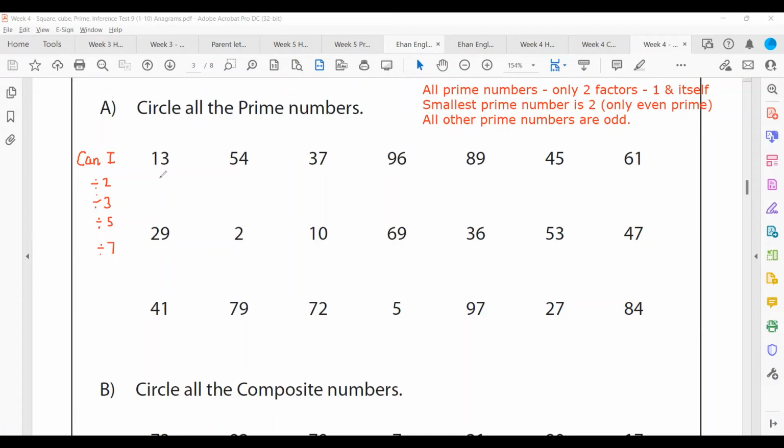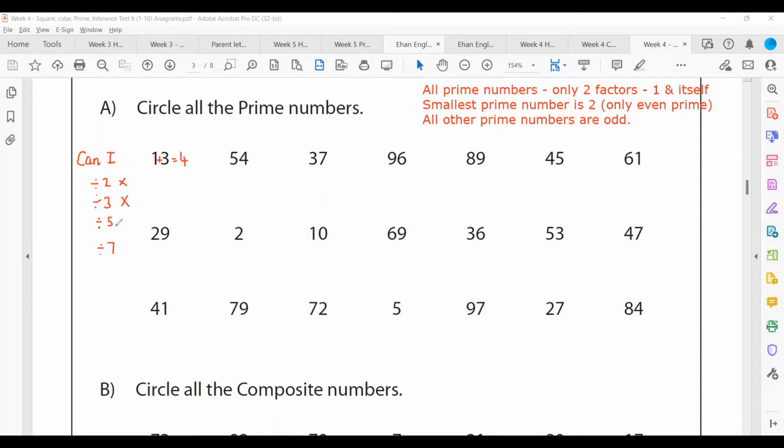So if we look at 13, for example, can we divide it by 2? No, because it's an odd number. Can we divide by 3? Now, there's a quick test to test if a number is divisible by 3, and we can do that by adding the digits. If you add the digits and they come to a number in the 3 times table, you can divide by 3. So when we add the digits in 13, it comes to 4. So we know it cannot be divided by 2. It cannot be divided by 3.